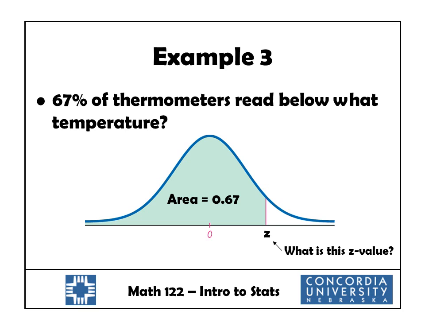67%, that is an area or probability, and it's an area to the left of some z-score, and we want to figure out what is that z-score. Now, before we start doing the calculations, there's one important thing to note here, is that we know right away that this z-score is going to be positive. Now, why do we know that?